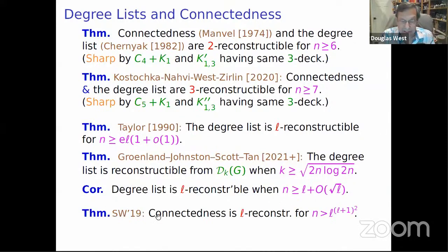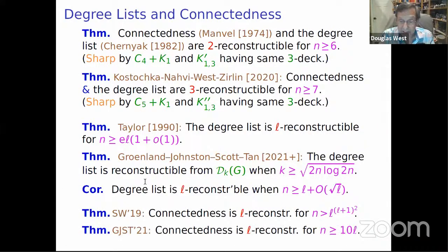What about connectedness? Well, Spinoza and I were able to show that there is a threshold for L reconstructibility of connectedness, meaning all reconstructions are connected or all reconstructions from the deck are disconnected. We showed that you can tell that as long as n is at least a ridiculously large number, L to the L plus one squared. And Grunlund, Johnston, Scott, and Tan came along this year, and they proved that connectedness is L reconstructible as soon as n is at least about 10L. So that's much, much stronger than what we had originally proved.